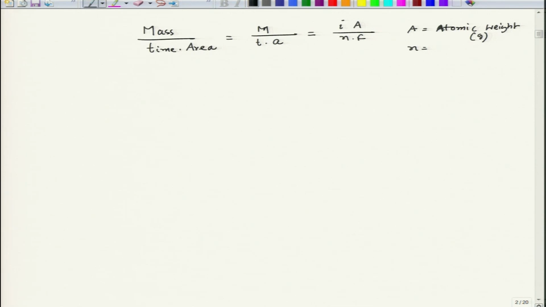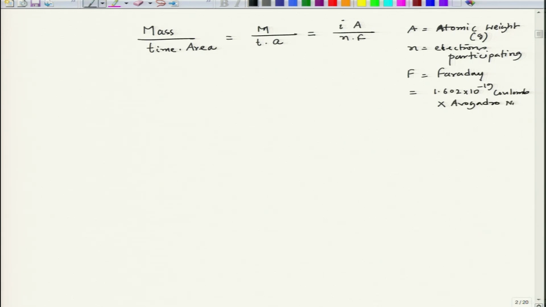And this n in this case, it is easy to understand, is nothing but the oxidation number of that particular metal, the number of electrons participating, and F is equal to 1 Faraday. This can be calculated from the charge of an electron, which is 1.602 into 10 to the power minus 19 coulomb, into Avogadro number, which is nothing but 6.023 into 10 to the power 23, because 1 Faraday is nothing but the charge of 1 mole of electrons. So, that becomes 96488, which is approximately considered as 96500 coulomb.